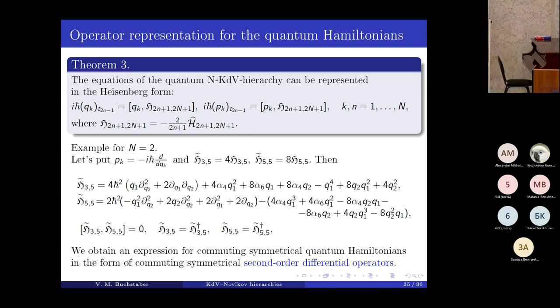As a result, we obtain quantization because we have Poisson structure. Following Heisenberg, from Poisson structure we go to commutator. I think it is my last slide. The equation of quantum KdV hierarchy can be represented in Heisenberg form. You see? For n equal to 1, it is exactly what was done by Dirac and Heisenberg. But how does it look in the case n equal to 2? You see the explicit form. We obtain the canonical commutator. After that, following Heisenberg, we go to differential operators and obtain partial differential operators. We obtain the expression of commuting symmetric quantum Hamiltonians in the form of a symmetric second-order differential operator.